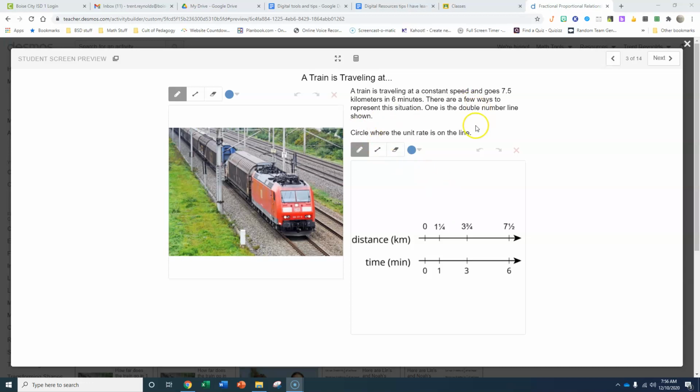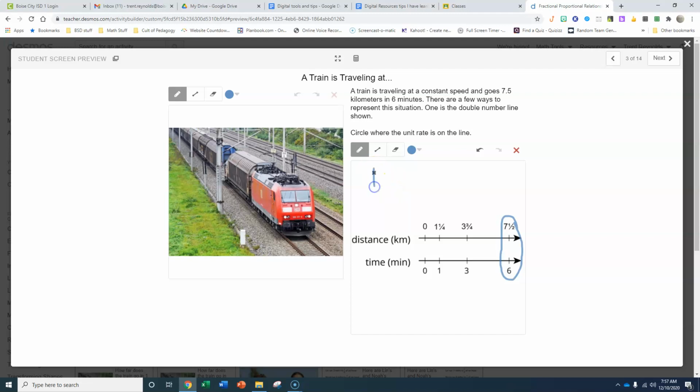So I'm going to go through the train section. Here we have a train traveling at a constant speed. We talked about this in several classes, but here is what a lot of students circle to begin with. And this is a rate that is certain. However, we are being asked to circle where the unit rate is.